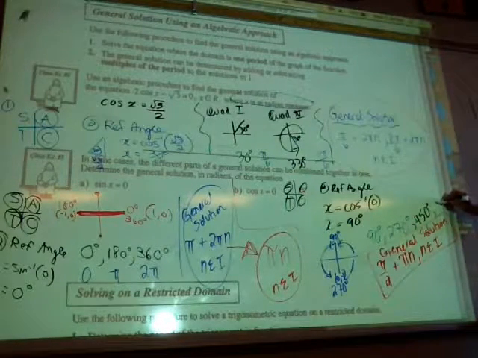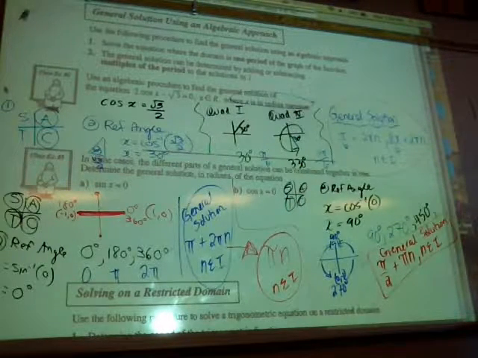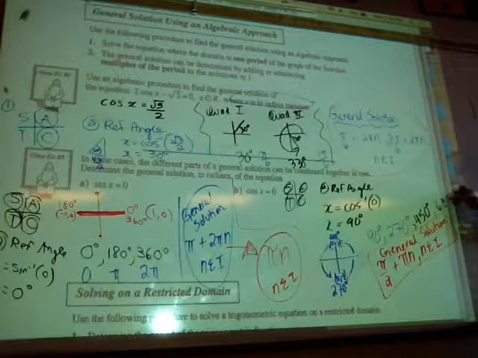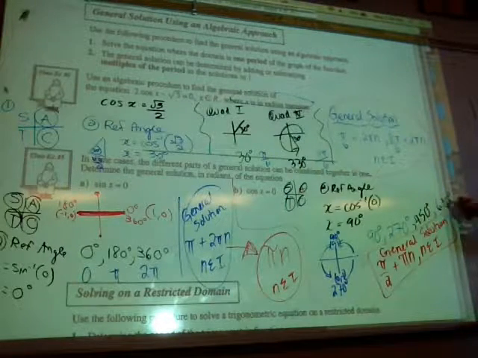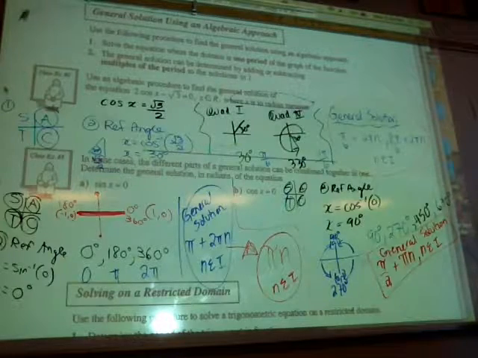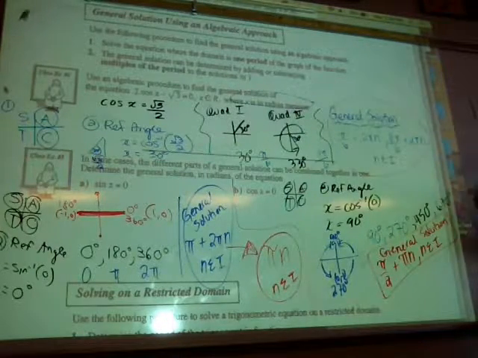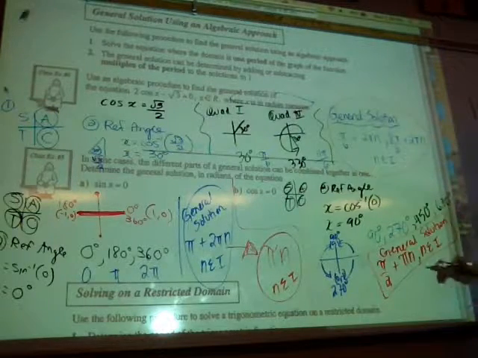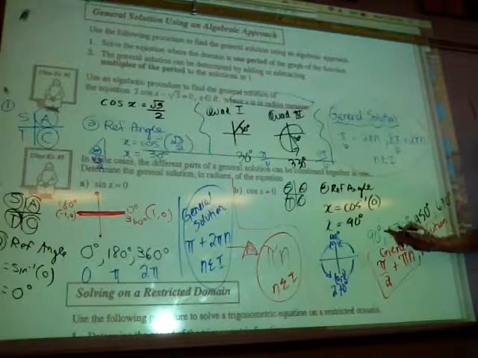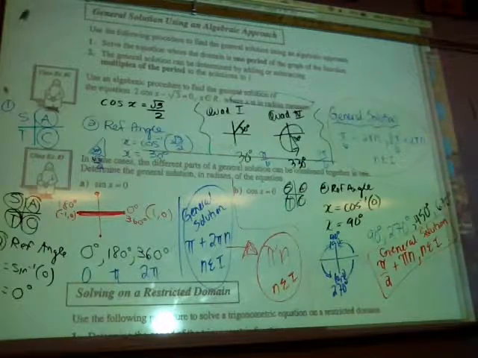What is that? 630. Okay, and if you were to take the difference between 450 and 630, you should get 180 degrees again. So you can see if you went further in your solutions, all these solutions are separated by 180, starting at 90 degrees. Okay, so we have 90 degrees plus pi n as your general solution.